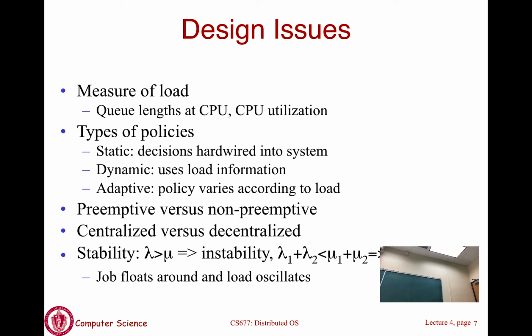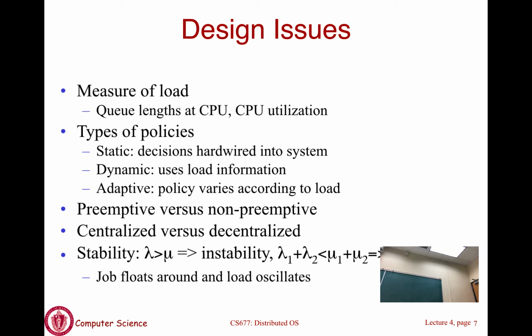What stable means is you don't want a job to arrive, machine I says I don't want it, sends it off to J. Machine J says, I don't want it either, and you send it off to some other machine. It just keeps hopping around, and then lots of processes are being shuffled around. Nothing is actually getting done. So you don't want to have that scenario.